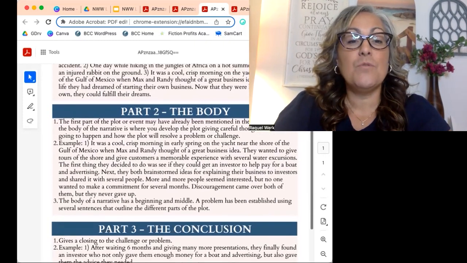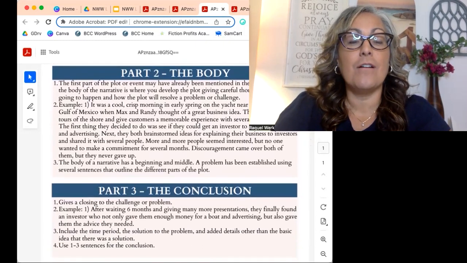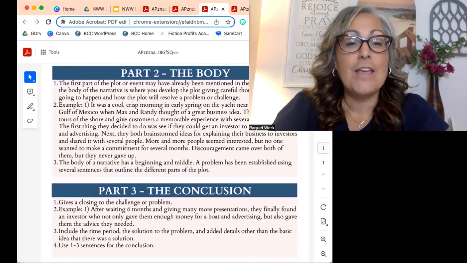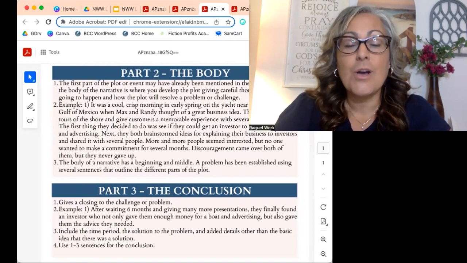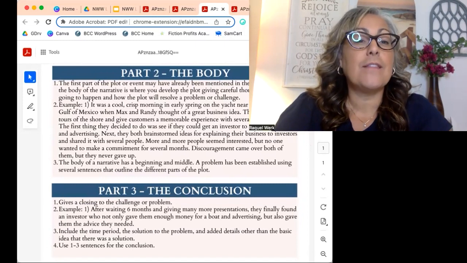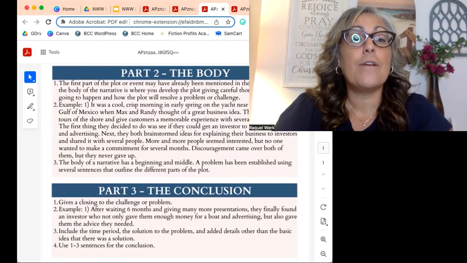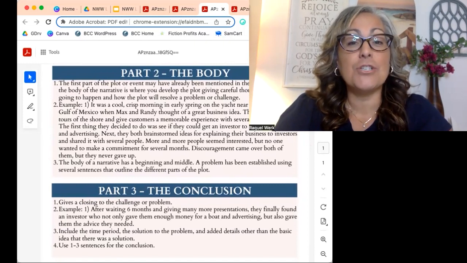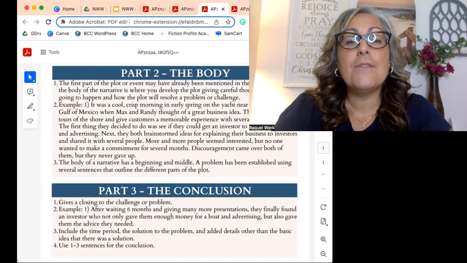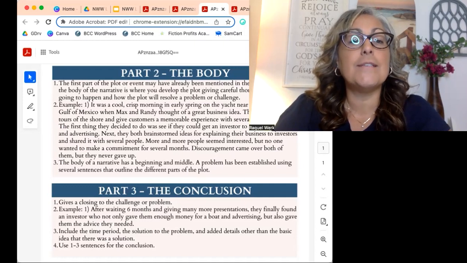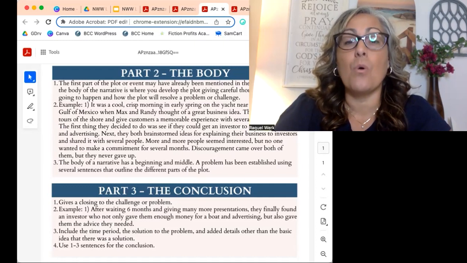But I also go into a little bit more detail about who these characters are and what's going on in their mind. Now let's move on to the second part of our basic narrative paragraph, and that is part 2, the body. This is going to be the bulk or the major part of your story. So the first point I want to make is that the first part of the plot or event may have already been mentioned in the introduction, but the body of the narrative is where you develop the plot, giving careful thought into what is going to happen and how the plot will resolve a problem or challenge.